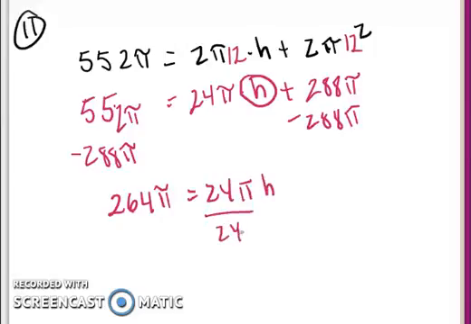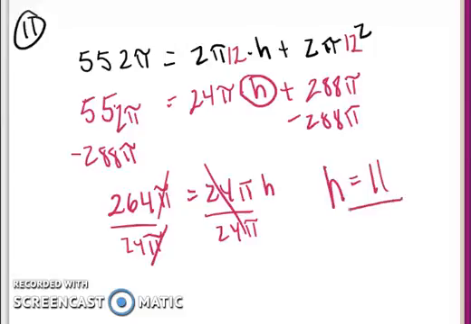So divide by 24 pi, and we're going to get 264 divided by 24. The pi's are going to cancel out, and we're going to get the height equals 11. Okay, which is appropriate for question number 11. The height actually equals 11. Isn't that cool? Super cool.